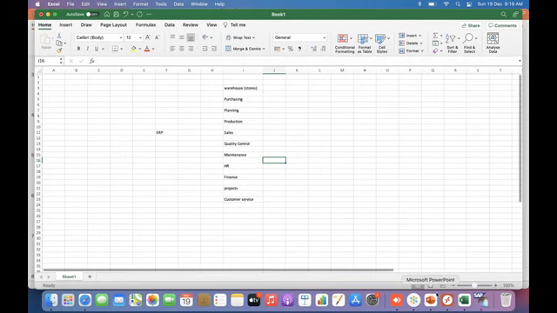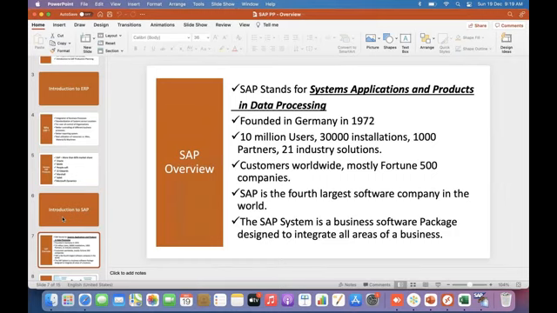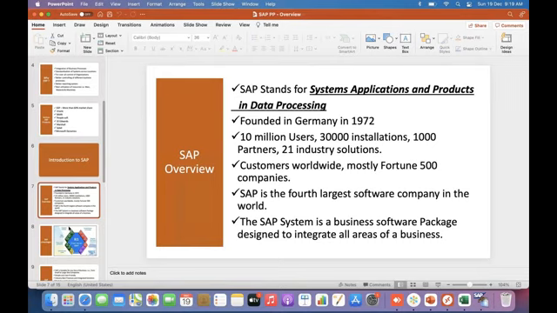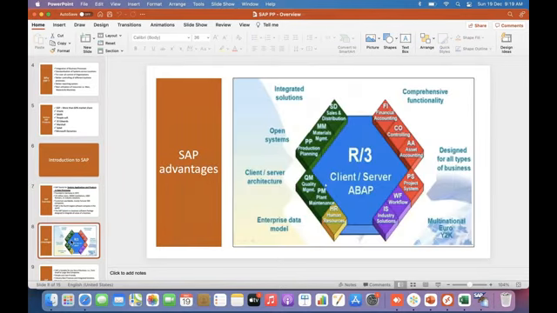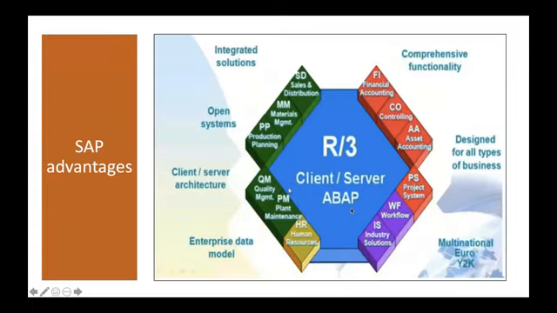Okay, so now let's move on. Why is SAP number one? You have a lot of ERP products in the market, but among all of them, why has SAP become number one? Okay, so the reasons are these. It provides integrated solutions.